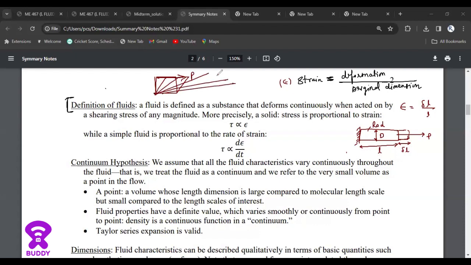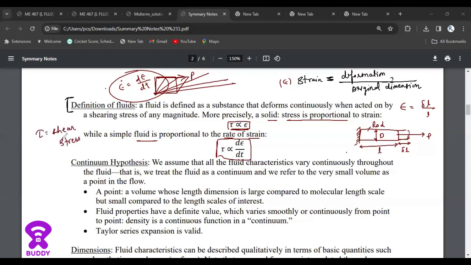So there, strain rate is important. But in the solid, only strain is important. With respect to time, that means we talk about strain rate, d epsilon by dt, per unit time. In a solid, stress is directly proportional to strain. But in the case of a fluid, it is proportional to the rate of strain, or strain rate. What is that? Shear stress. Getting my point?